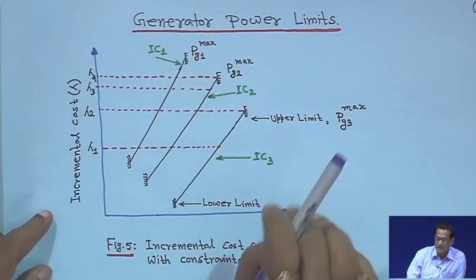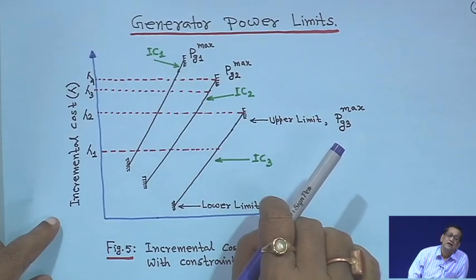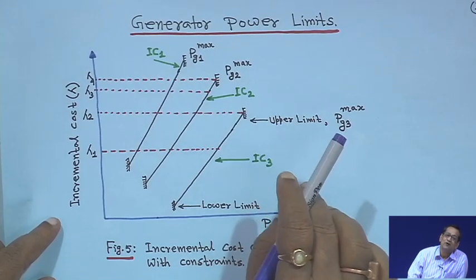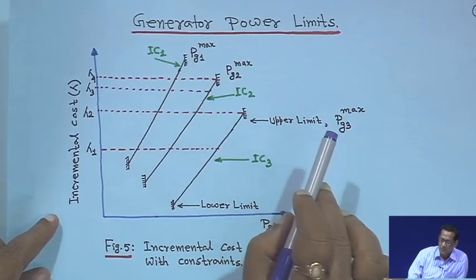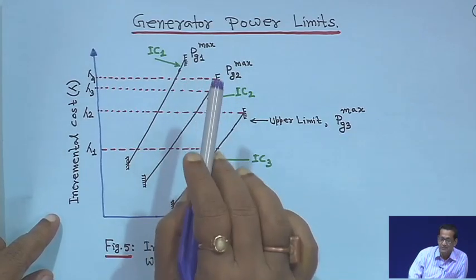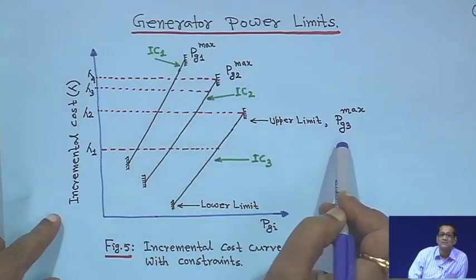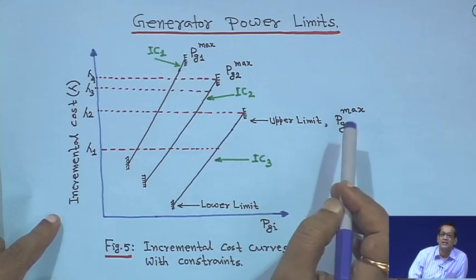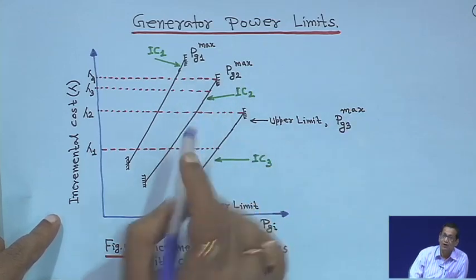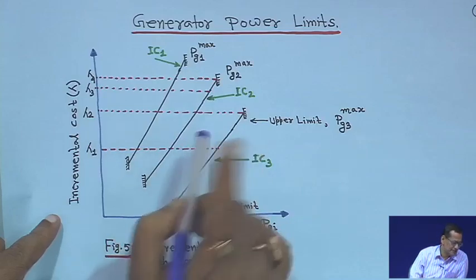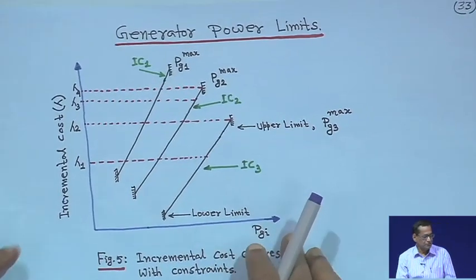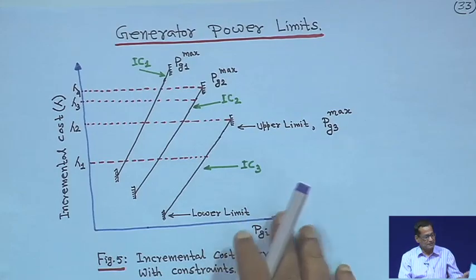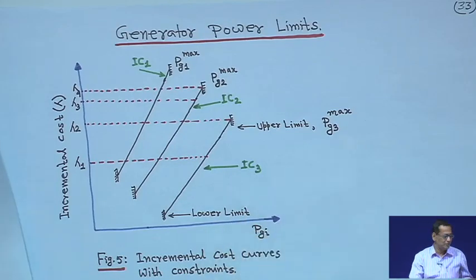That means, in general, if the loss is ignored, the maximum load it can take is Pg1 max plus Pg2 max plus Pg3 max. This total maximum generation is equal to the total load, not more than that. Loss is neglected, remember, loss is neglected. So, this part is understandable to you now.